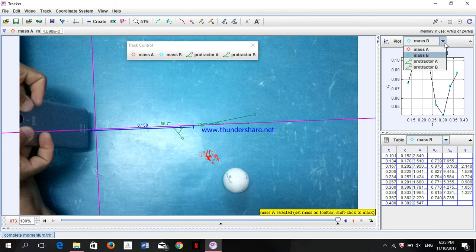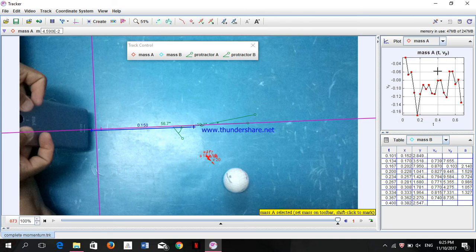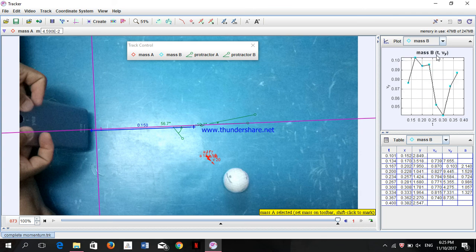Okay, we can get the graph of ball A and ball B.